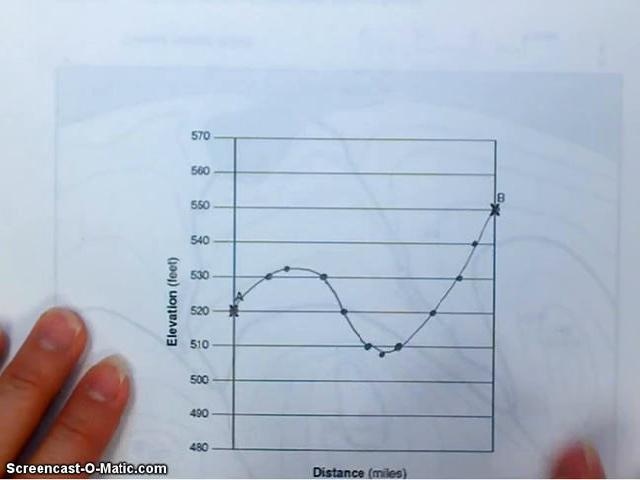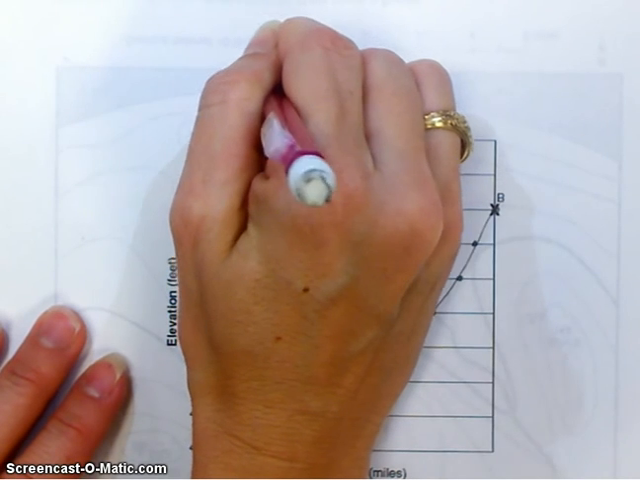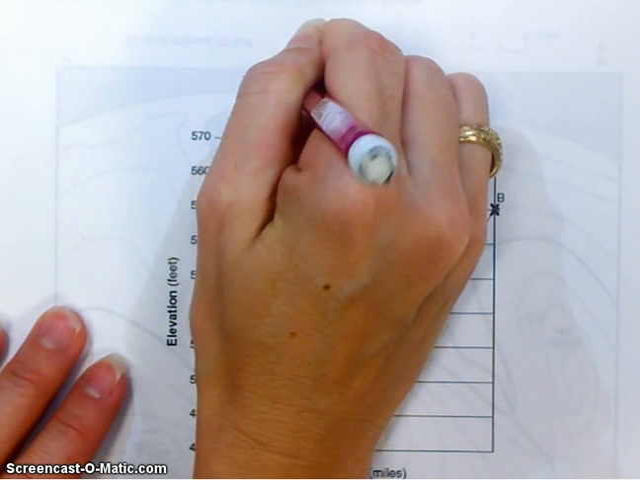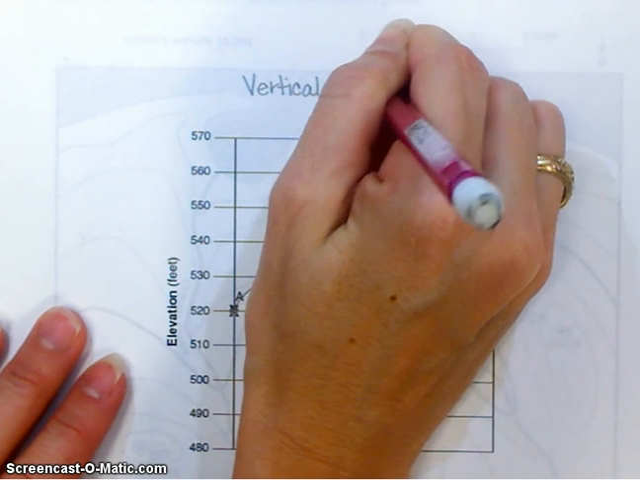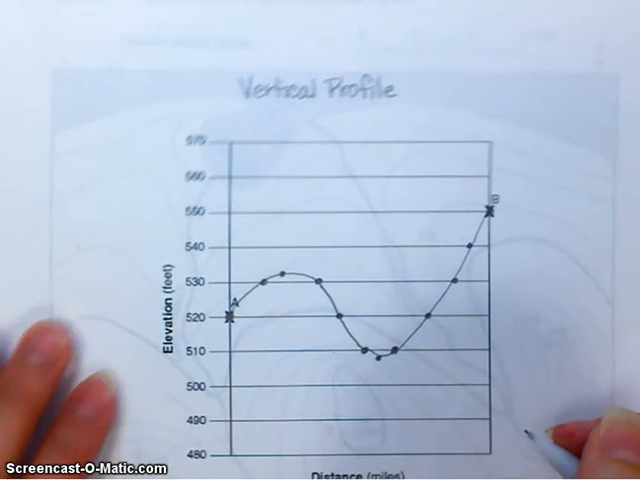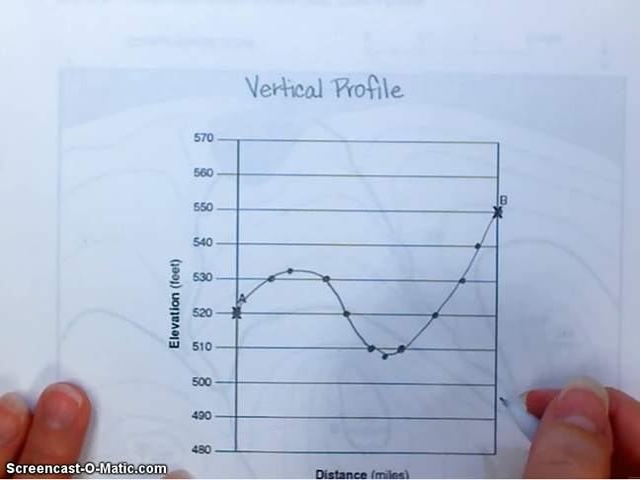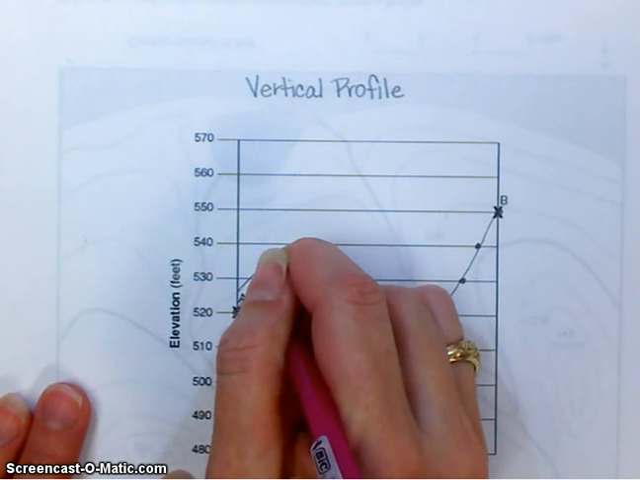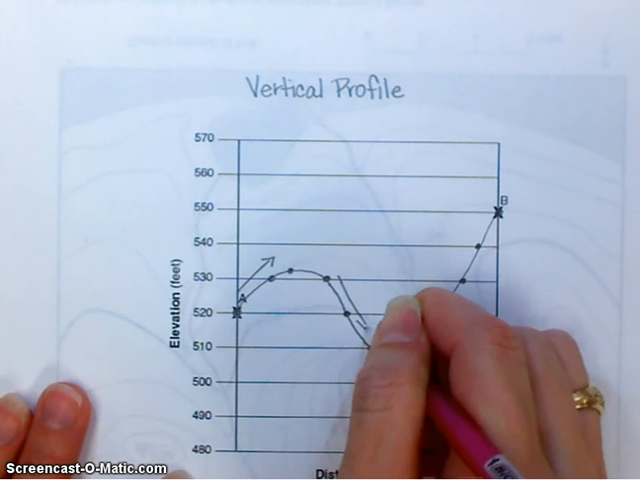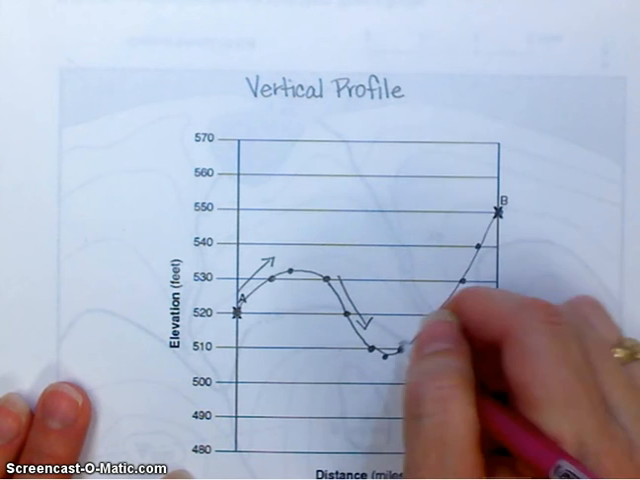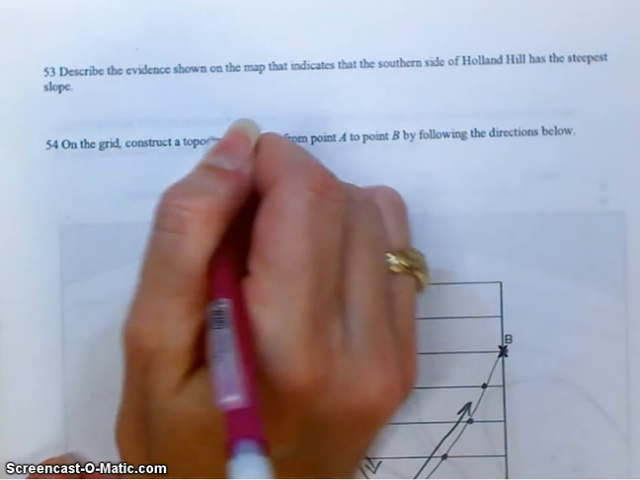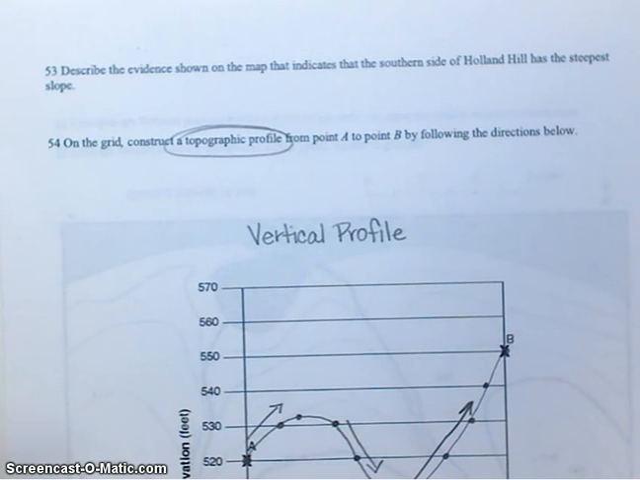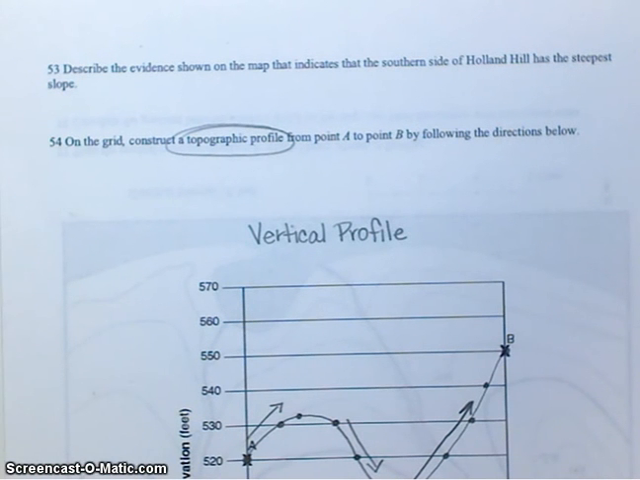And this is what we call a vertical profile. It gives you an idea of what you're going to be doing if you hiked from A to B. So for instance, here you're going to be going uphill and then downhill, cross the river, and then you're going to be going uphill again. Okay? Sometimes these are called topographic profiles. You might hear me call it a topographic profile or a vertical profile, either one.